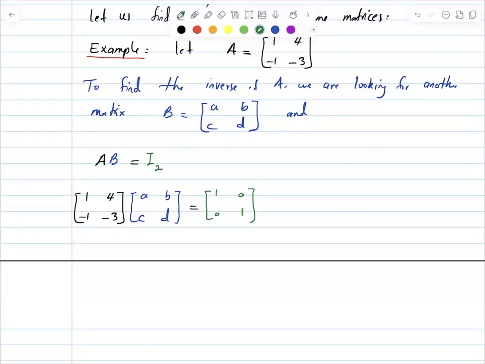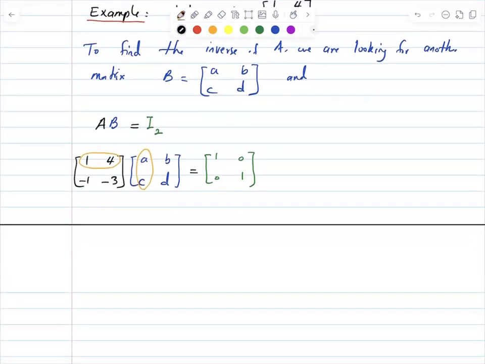You're finding the values for A, B, C, and D. By multiplication, you're basically finding the dot product between these two vectors. So here you have 1 times A, so you get A plus 4C. And the second entry of this new matrix, I'm going to do the multiplication here, find the dot product, 1B plus 4D.